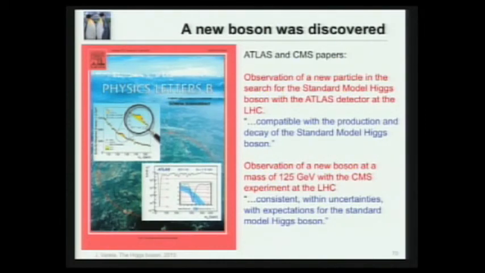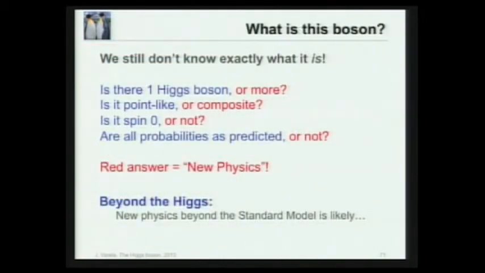So I'm approaching the end. What is this boson? The truth is that we still don't know exactly what it is. So is there one Higgs boson or more? We have seen one, but it could be that others are still there or are not yet visible, that they could be visible in more data.